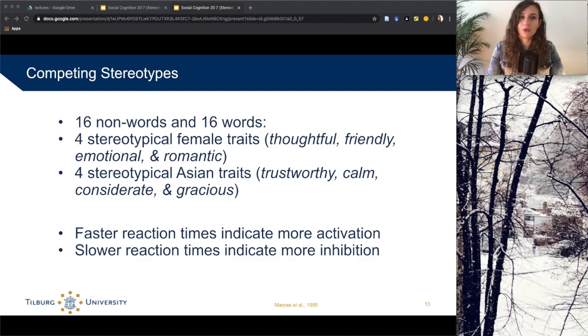Among the 16 words were 4 stereotypical female traits, such as thoughtful, friendly, emotional, and romantic. And among them were 4 stereotypical Asian traits: trustworthy, calm, considerate, and gracious. Our hypothesis would be that there would be faster reaction times, indicating more activation of a specific stereotype, and slower reaction times indicating more inhibition.